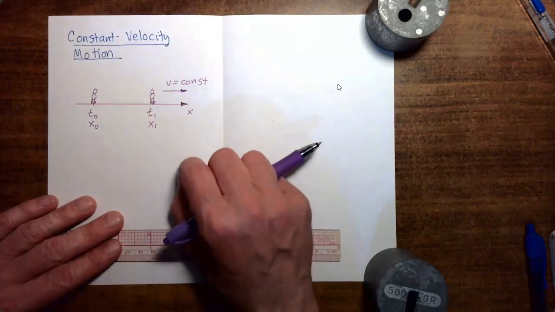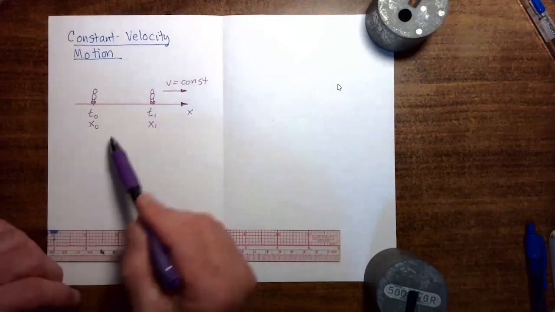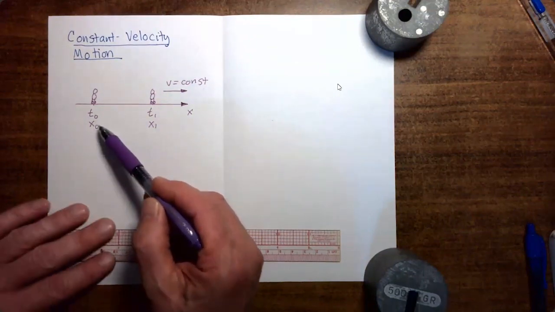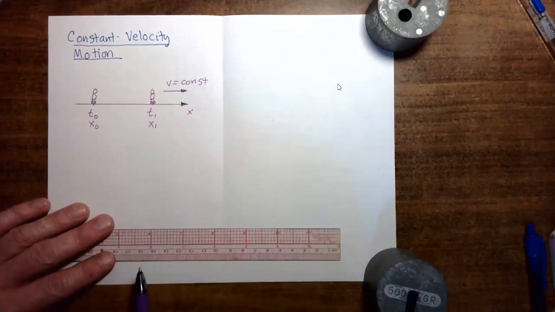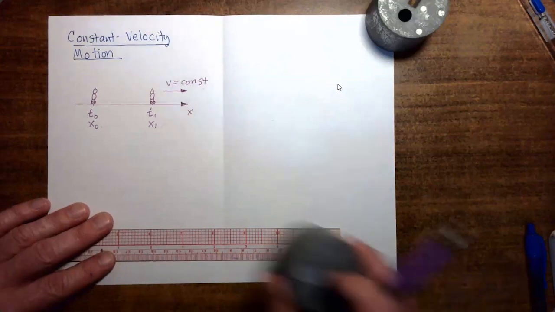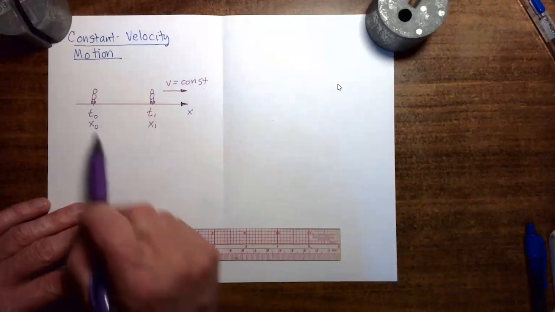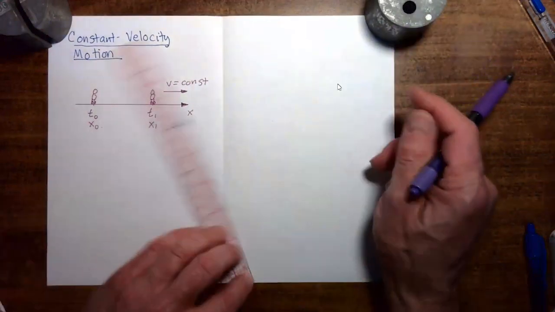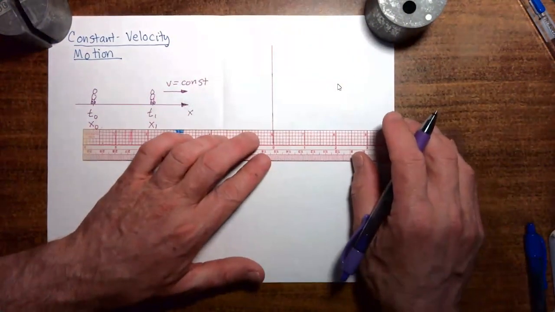What that means is that they are not getting faster or slower, and they are not changing their direction of motion. At time 0, the position of this person is x0. At time 1, the position of this person is x1. So what we're going to do is plot the position of this person as a function of time, starting at time 0, ending at time 1. It's not going to be a super quantitative plot, but really just a sketch to give us an idea of what's going on.